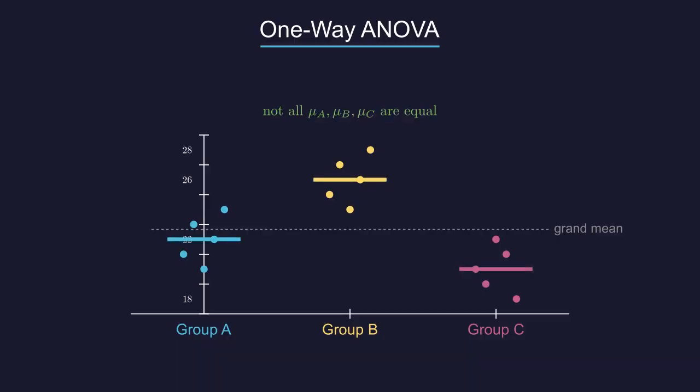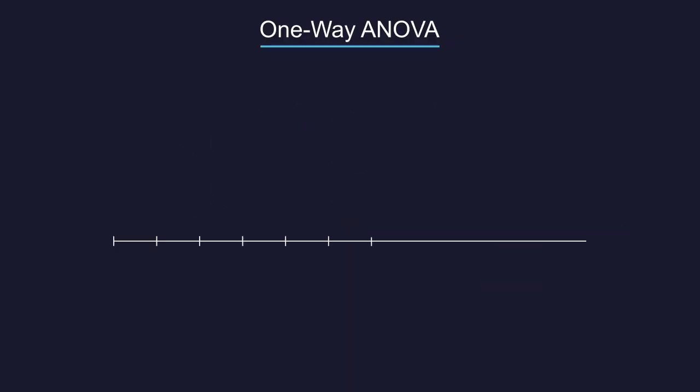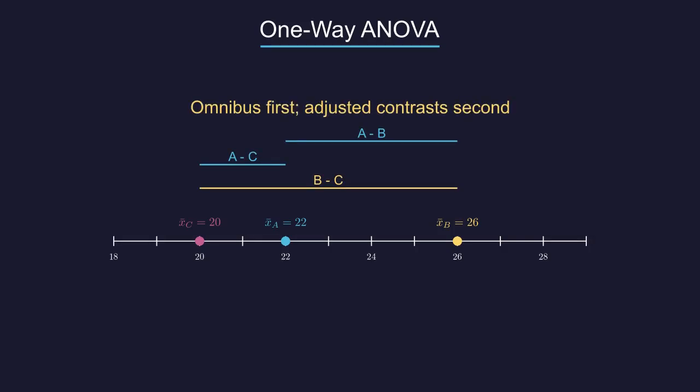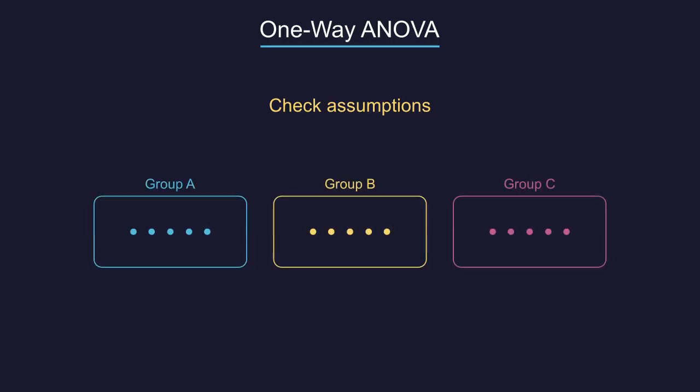It does not identify every differing pair. The tool can follow a rejected omnibus test with Tukey-Kramer or Bonferroni pairwise comparisons. But those comparisons remain conditional on the design and model assumptions.